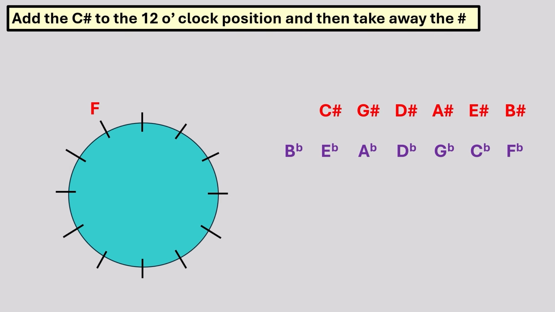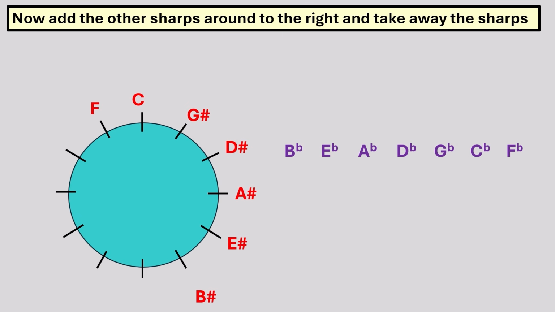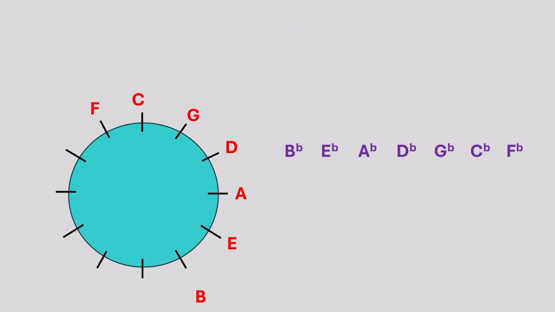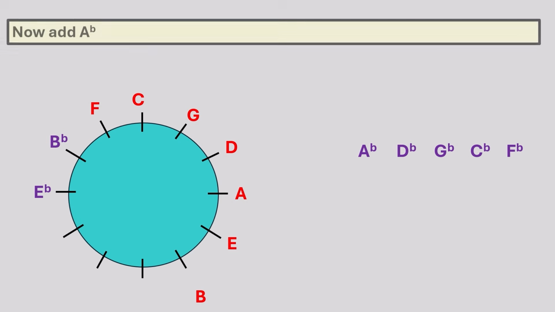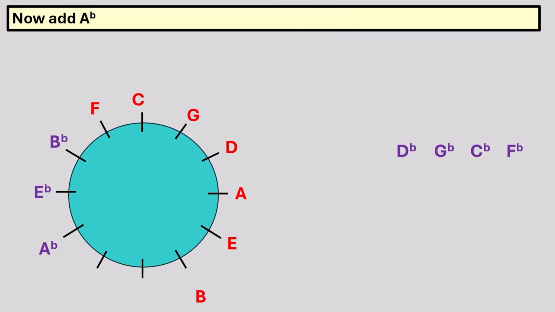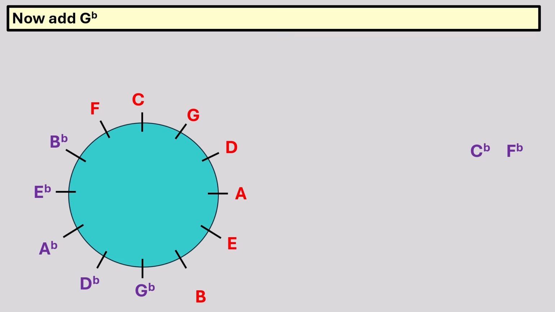Add the C sharp to the 12 o'clock position and then take away the sharp. Now add the other sharps around to the right and take away the sharps. Now add B flat next to F. And then add E flat. And then A flat. And then D flat. And then G flat. And then add C flat.